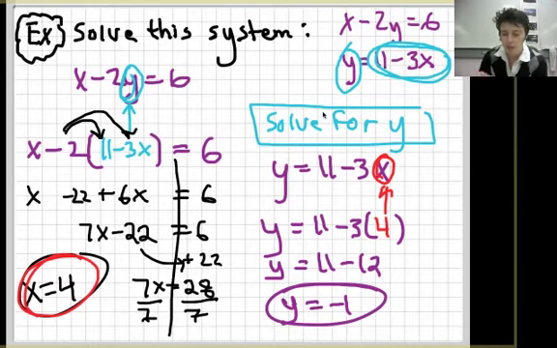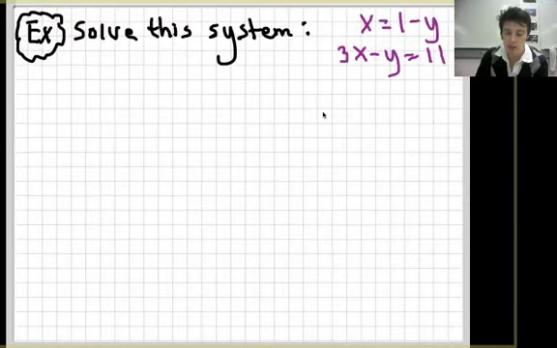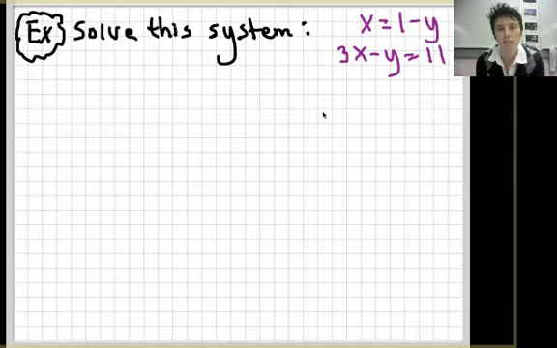So why don't you guys try the next one? Pause the video and see if you can solve this system. Here are your two problems. x equals 1 minus y and 3x minus y equals 11. Pause the video and give it a try.